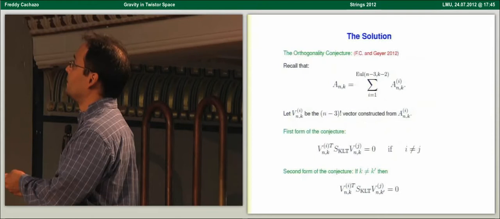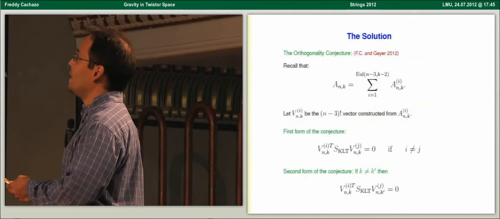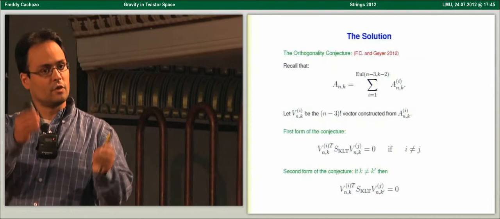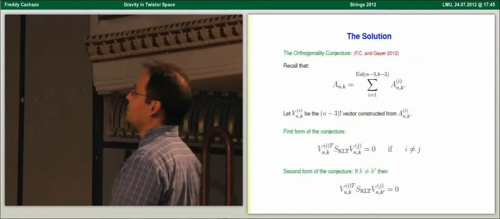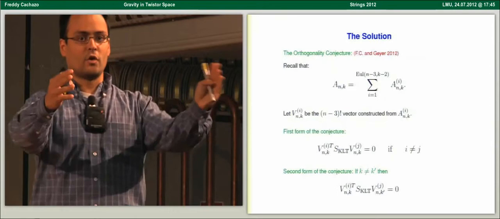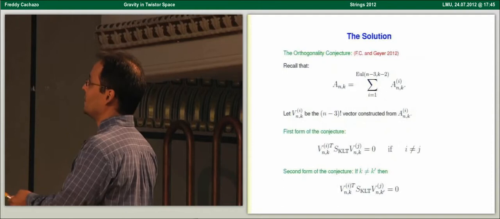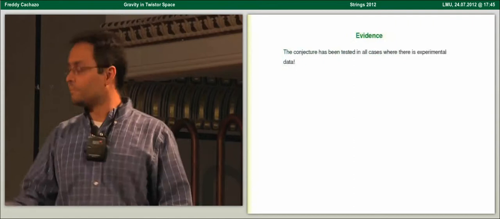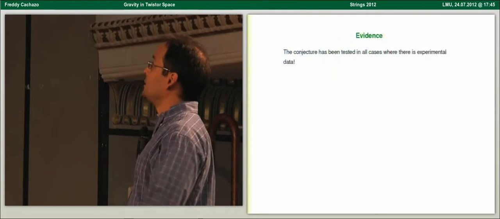Now, let Vi be the corresponding (n-3)-factorial vector constructed from these guys. So we can construct for each solution an (n-3)-factorial vector. And here is the first form of the conjecture. The first form of the conjecture tells us that in the same k sector, any two solutions corresponding to two vectors are orthogonal with respect to the KLT bilinear form. And the second form of the conjecture is that any two solutions in different k sectors are orthogonal. Well, evidence for the conjecture: it has been tested in all the cases where we have explicit data.